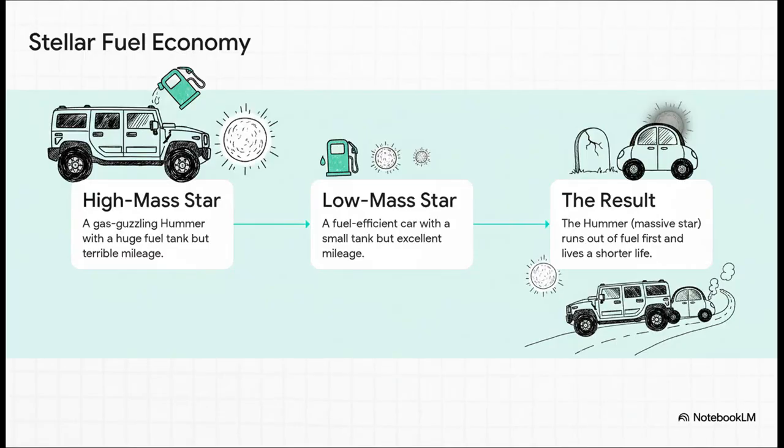Think about it like this. A high-mass star is like a gas-guzzling Hummer. It's got a giant fuel tank, tons of hydrogen, but its fuel economy is just terrible. A low-mass star, on the other hand, is like a super fuel-efficient compact car. It has a tiny little gas tank, but it sips its fuel and can drive for a really, really long time. So who runs out of gas first? The Hummer. The massive stars, they live fast and die young.